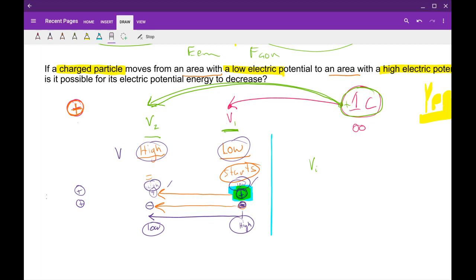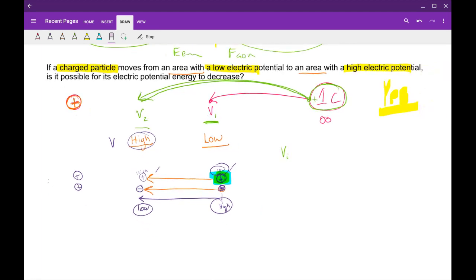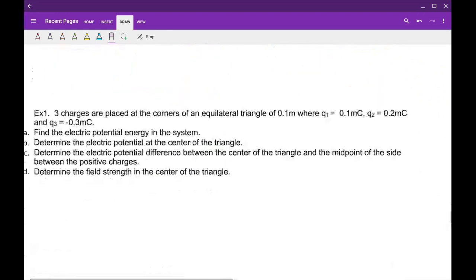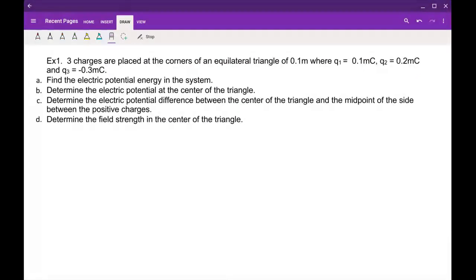All right, let me get rid of the ends and the start here. Okay. When V is high or low, your electric potential energy could either decrease or increase. Anyway, I think I've explained that a couple of times there. So let's move on to the next question.